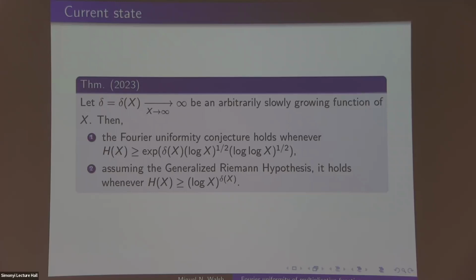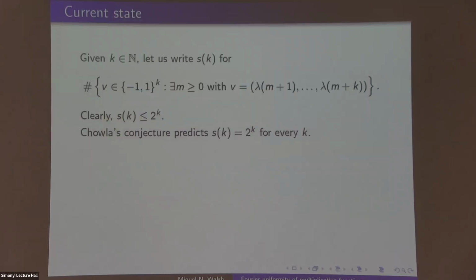So, one last thing is this is for the original form of the uniformity conjecture. It's not the average version, but of course it implies the average version. And so let me give you one last statement about the Liouville function, which is very elementary.